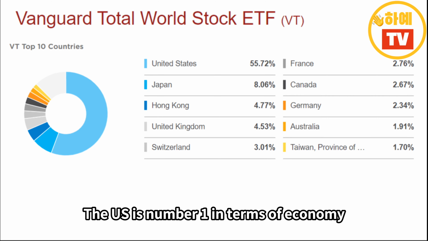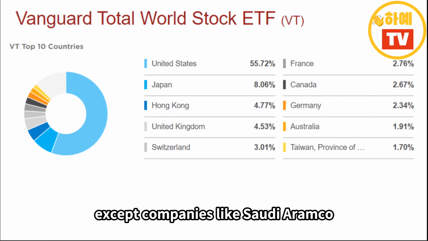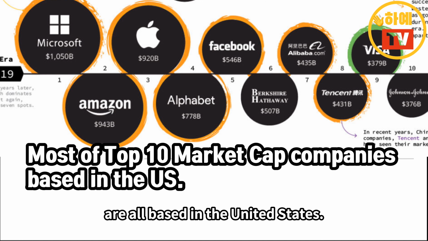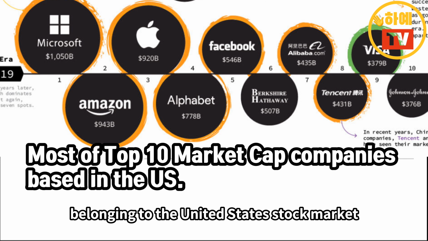The United States is number 1 in terms of economy size in the world with no doubt, and except companies like Saudi Aramco and Tencent and Alibaba of China, most of the top market cap companies in the world are all based in the United States. That is why this ETF also has a heavy weight of investment belonging to the United States stock market.